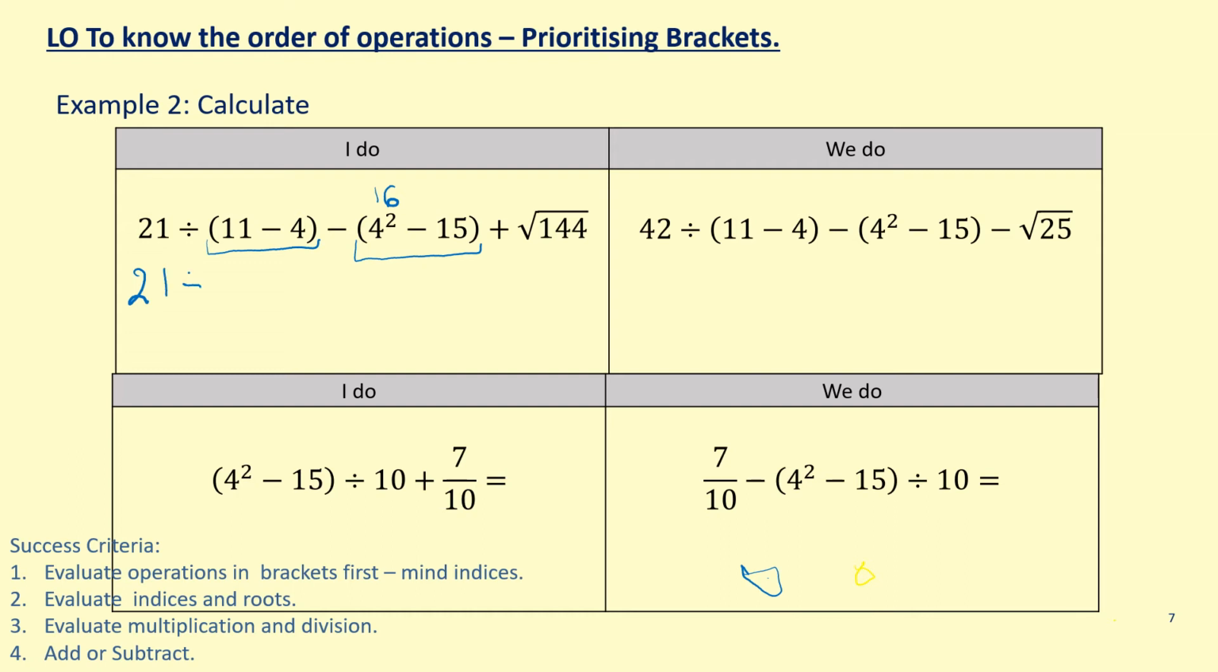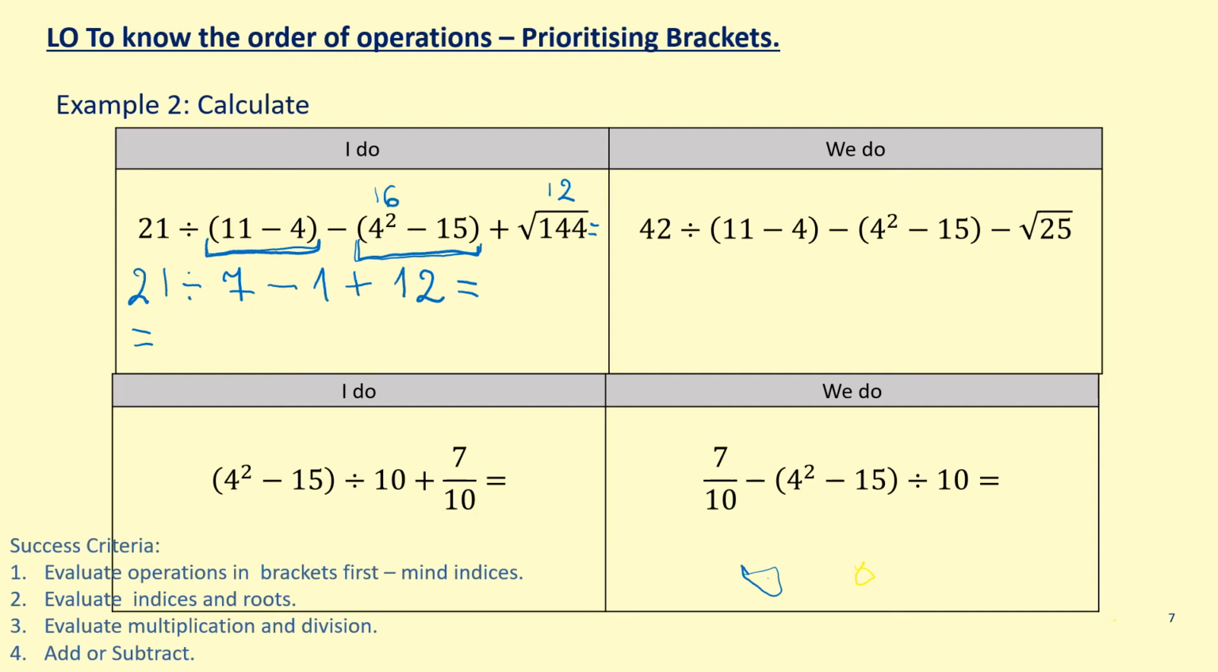Okay, so 21 divide by, now I need to do this bracket. So 11 take away 4 is 7. Take away, now another bracket, 16 minus 15 is 1, plus, and the square root of 144, I can also evaluate it to be 12, plus 12. And this is equal to, so now I've got division, subtraction, addition.